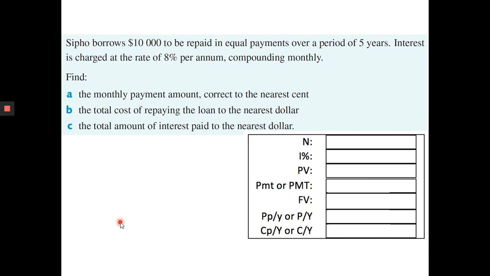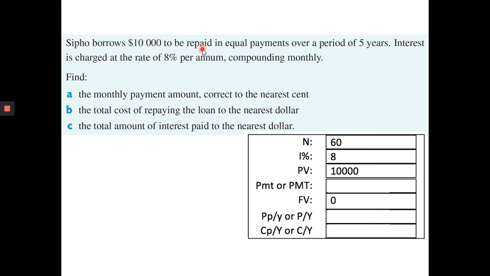Other example. So over a 5-year period, 5 12s are 60. Interest rate, 8%. Amount of money, 10,000. Find the monthly payment. This is what we're trying to find. So our future value will be 0, because it is to be repaid. So that has to be 0.